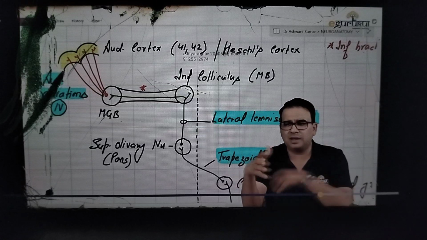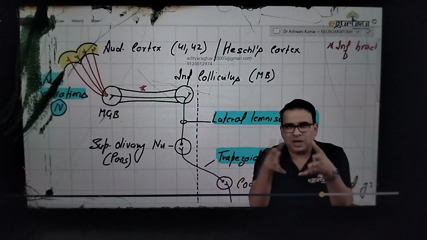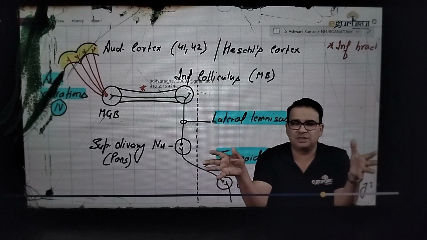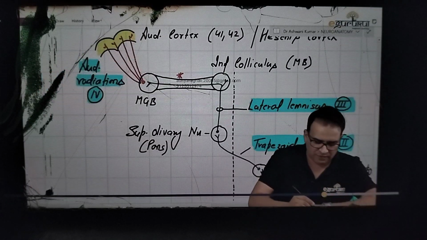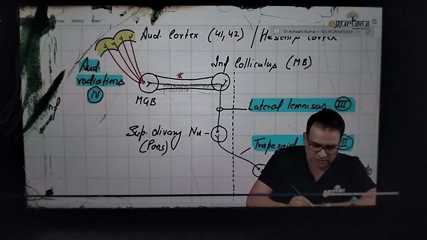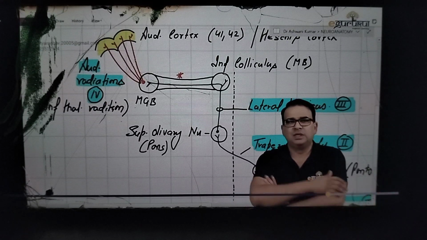Medial and lateral geniculate body are, in a way, a detached part of the thalamus. We call it metathalamus. So any radiation or any fibers coming out from there can also be called thalamic radiation. And based on the direction coming downward, we can call them inferior thalamic radiation. So this auditory radiation can also be called inferior thalamic radiation. You should know all these alternative names so that you don't get confused in the questions.